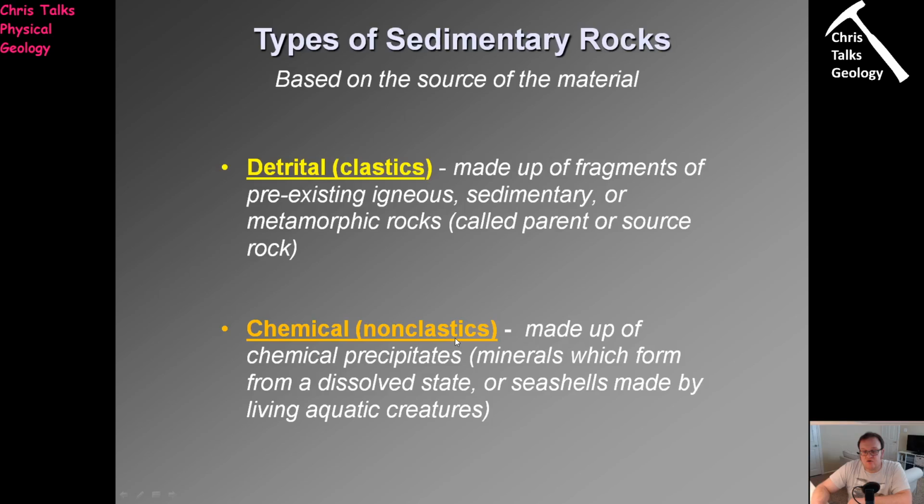The other type of sedimentary rock we have are chemical or non-clastic sedimentary rocks. And these are rocks that are made up from chemical precipitates, so minerals which form from a dissolved state or seashells made by living aquatic creatures. So you can see there's a distinct difference. These ones are going to be made up of particles, essentially, clasts, and these ones, on the whole, will not be.